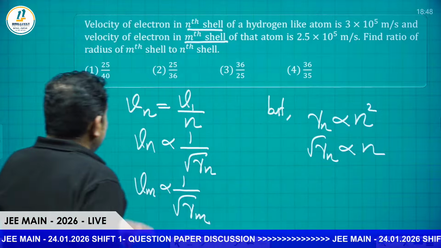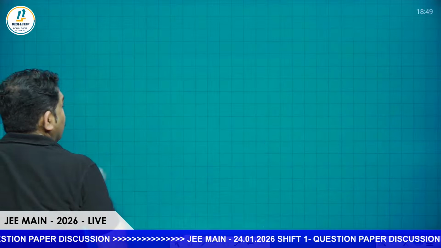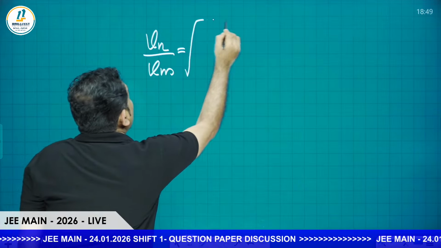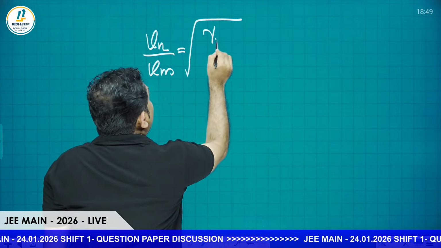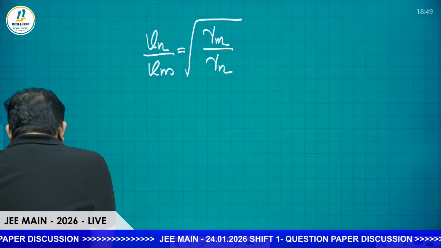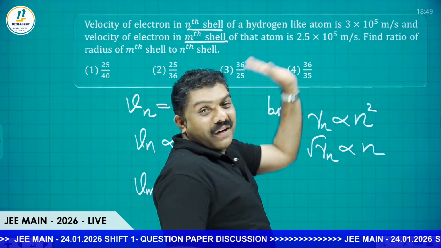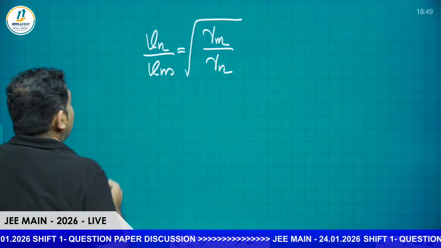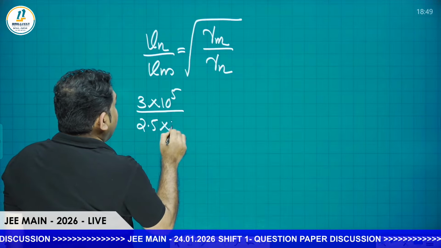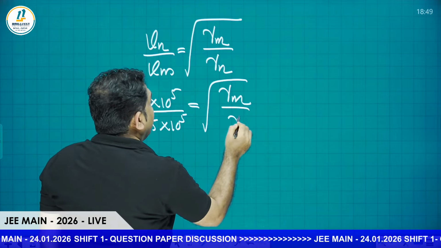Okay, now we have Vn and Vm. We are taking the ratio now. So Vn by Vm is equal to root of Rm divided by Rn. So Vn and Vm are given in the question. What is Vn? 3 into 10 raised to 5. And what is Vm? 2.5 into 10 raised to 5. So substituting those values, 3 into 10 raised to 5 by 2.5 into 10 raised to 5 is equal to root of Rm by Rn.